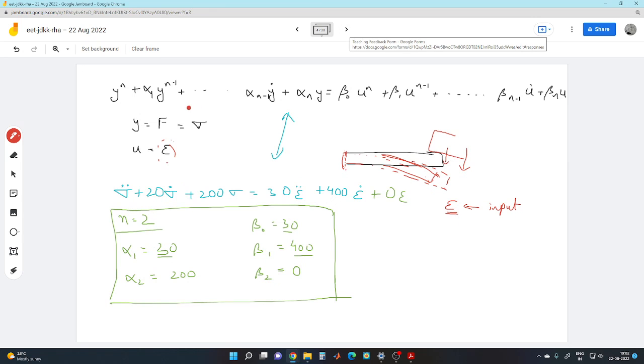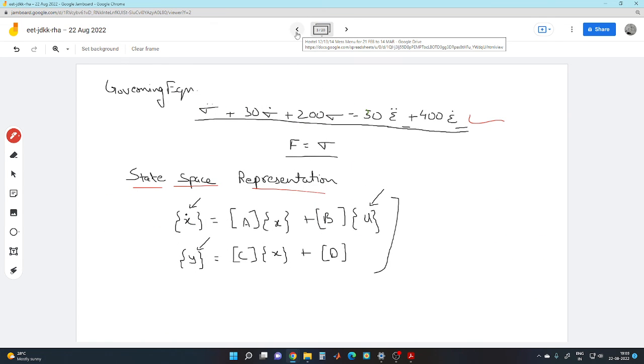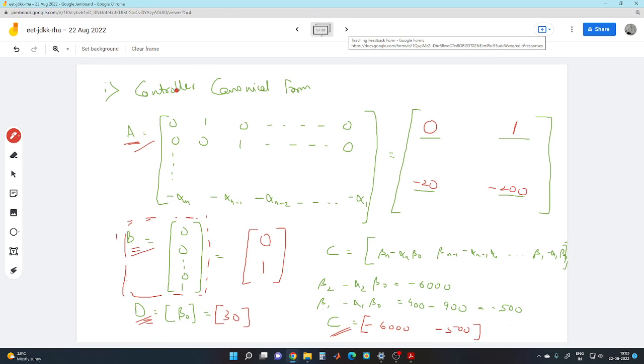And for that, first we use, if this is the form of differential equation, the governing differential equation, then we can find the value of n, alpha 1, alpha 2, beta naught, beta 1, beta 2 according to comparing these two equations. This is the equation which is found using this relation, and this is the generalized equation for the state space formulation. So using the controller canonical form, this is the expression discussed during class.